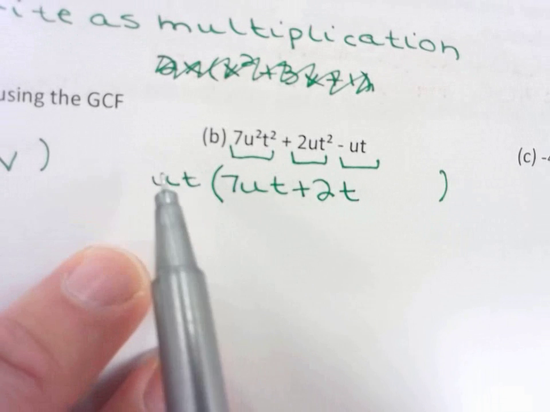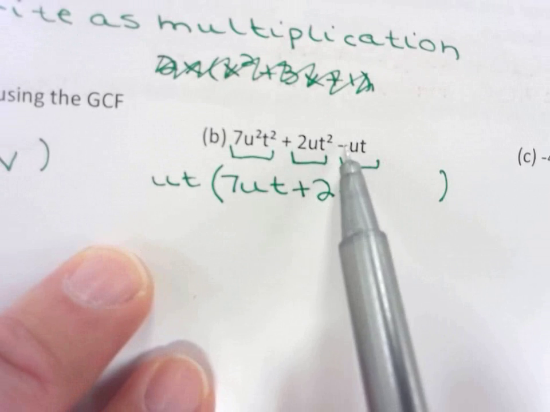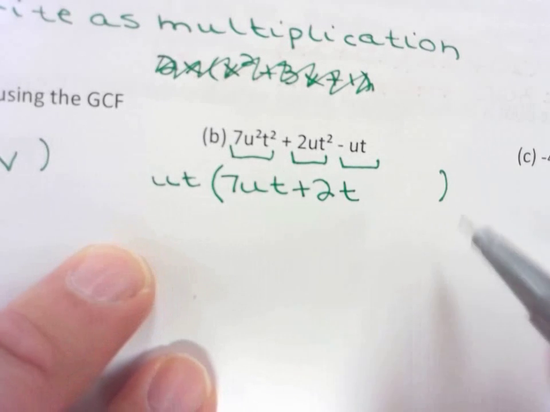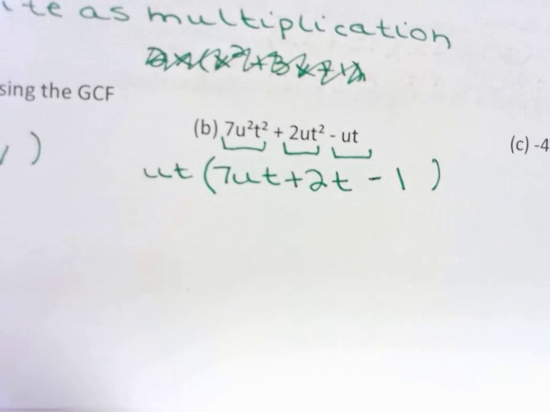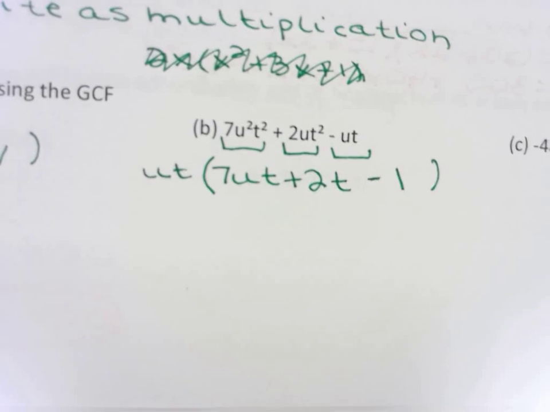So you can always check it by distributing it. Now, ut times what will give me a negative ut? Negative 1. Make sure you put your negative 1 there. That's the place where I see mistakes. You have to have a negative 1. So when you distribute it, you get a negative ut back. You can always check this by distributing it and see if you get back the original. Okay. Any questions on that?